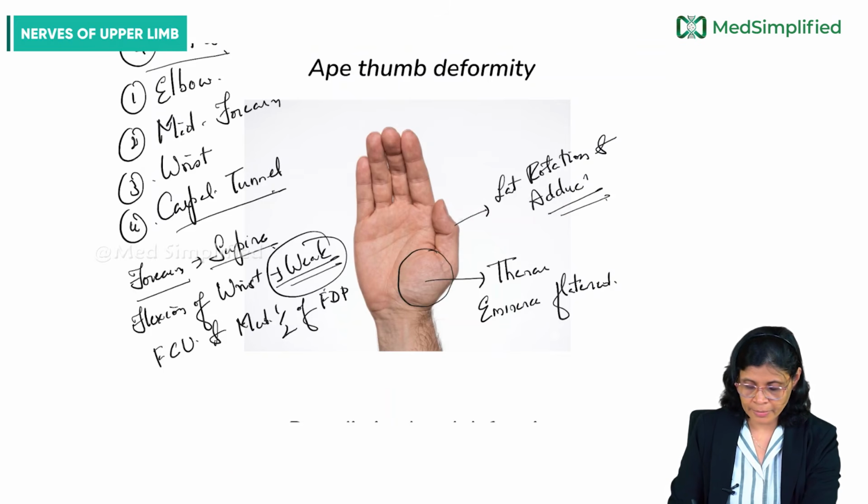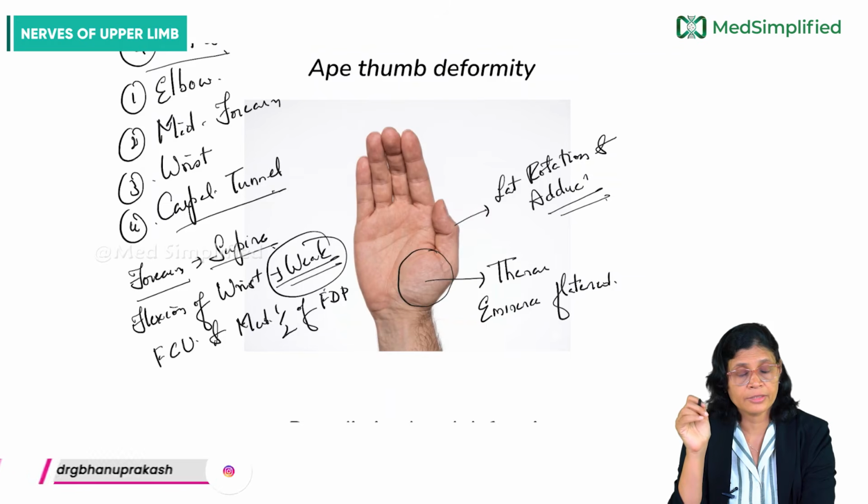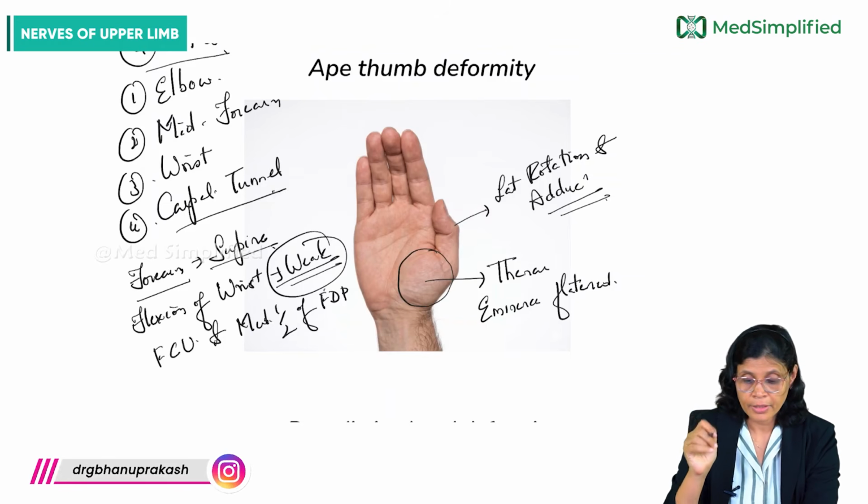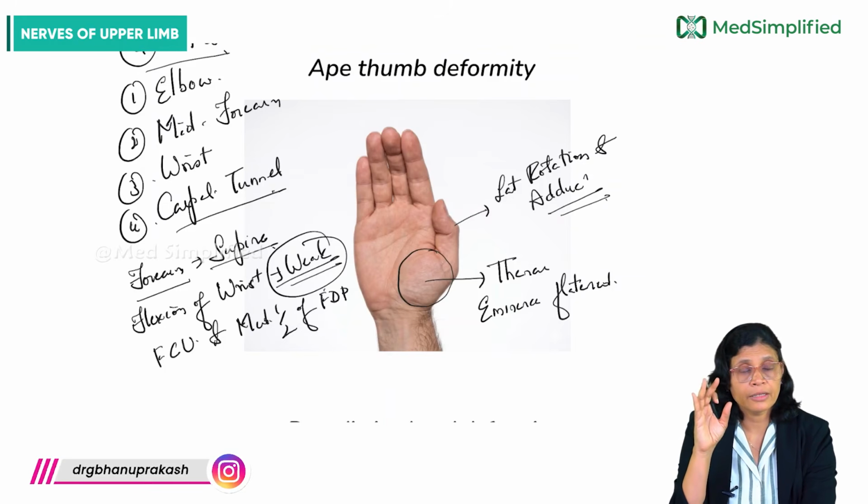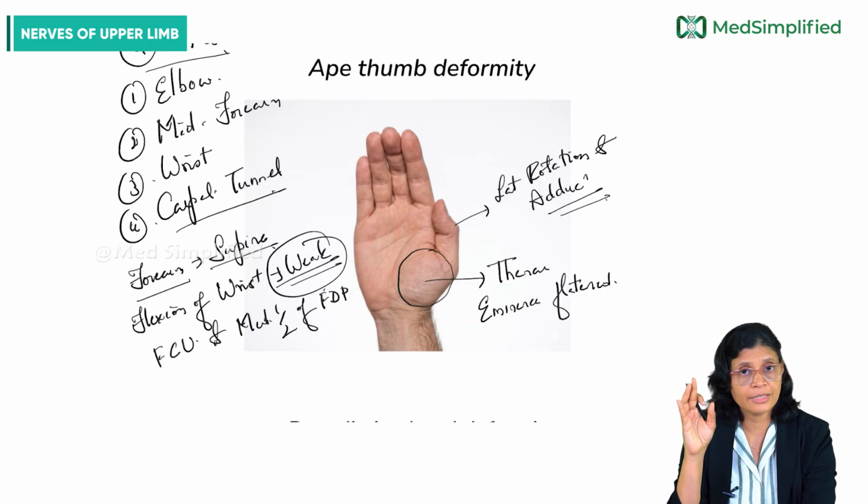Okay, so this is mainly because of the paralysis of the thenar muscles. And what will be the sensory loss? So this is all about the motor loss. What about the sensory loss? So sensory loss will be sensation.